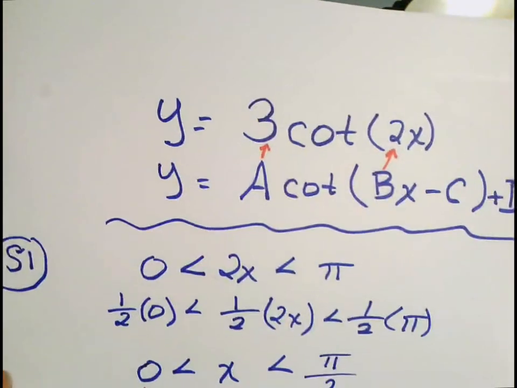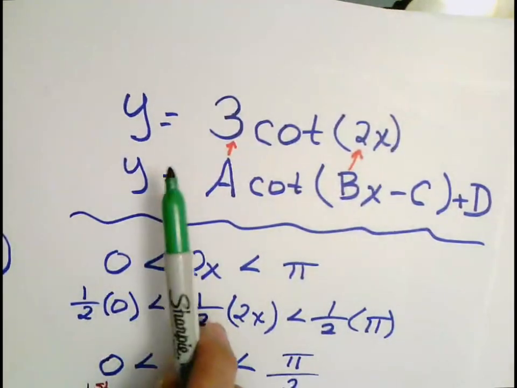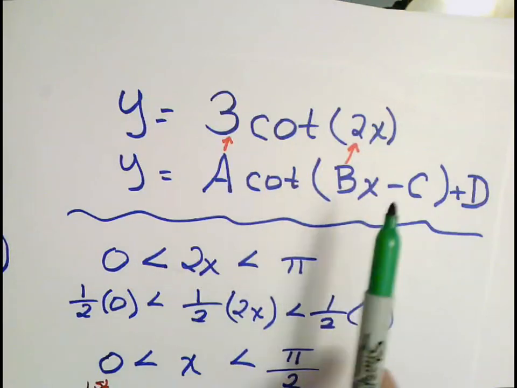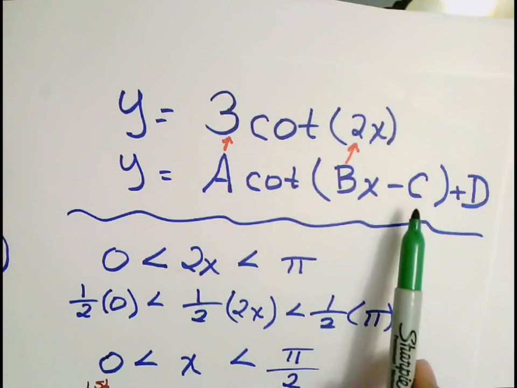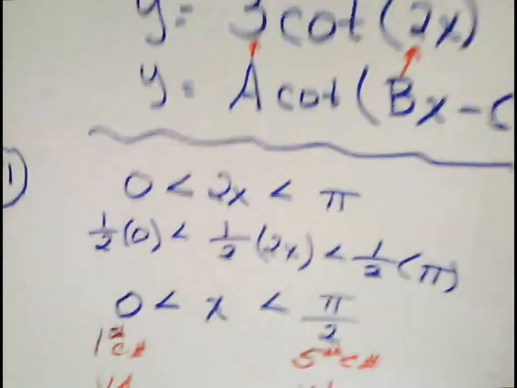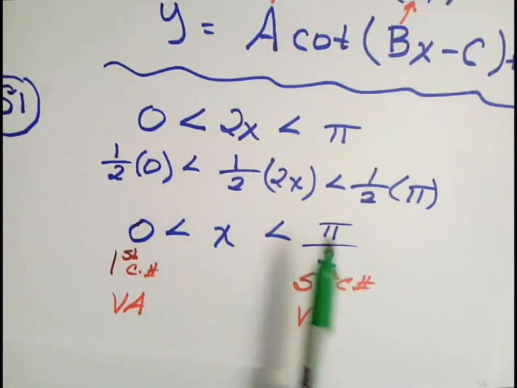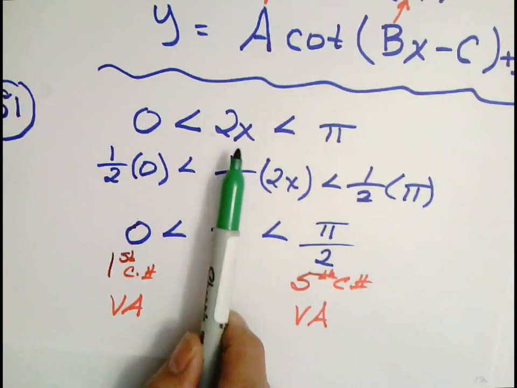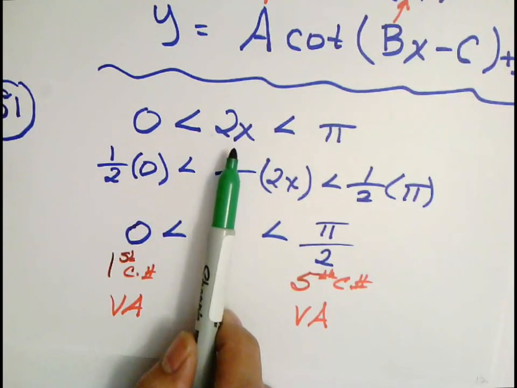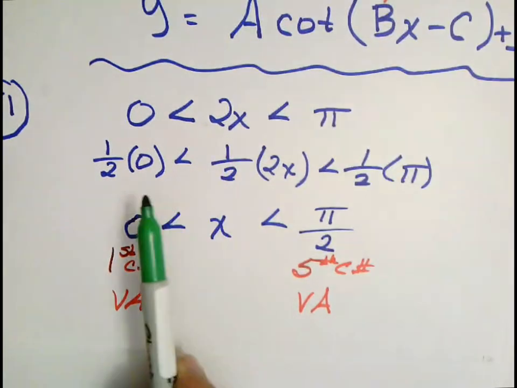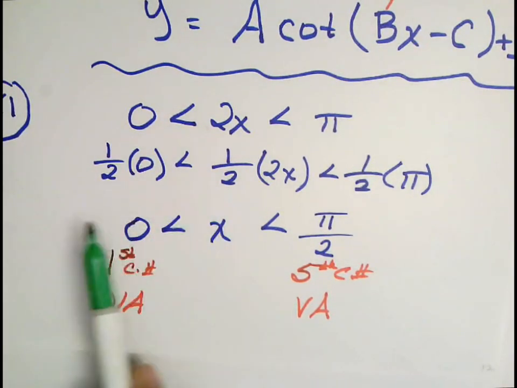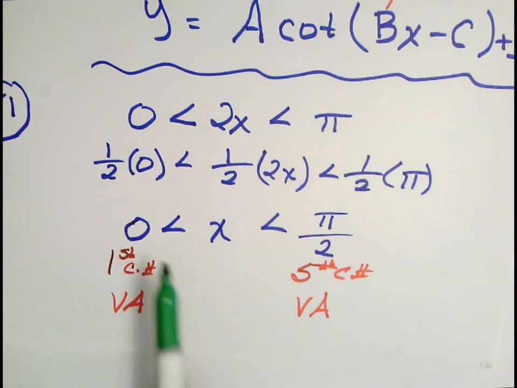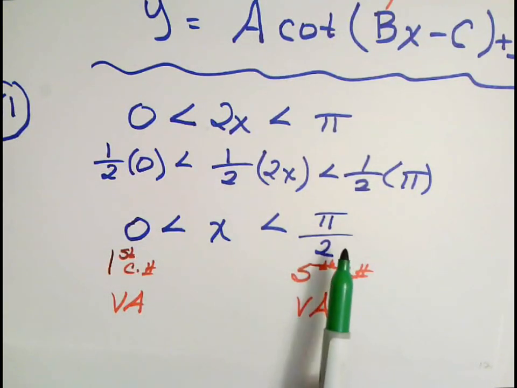Well, let's do another one. Here, we're going to graph y equals 3 times cotan of 2x. The A is 3, the B is 2, and since you don't see a C or a D, they are 0. Our first step, solve the inequality. Now, how do we undo multiplying by 2? We divide by 2. But dividing by 2 is the same thing as multiplying by its reciprocal, which is a half. When we do that, we get 0 is less than x, which is less than pi over 2.